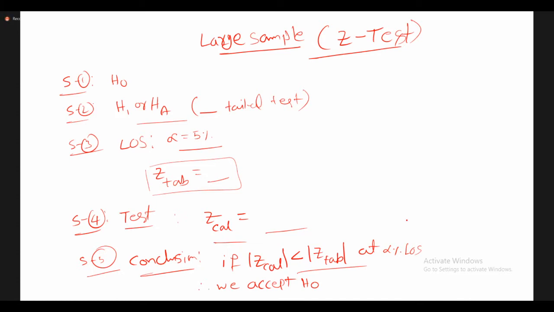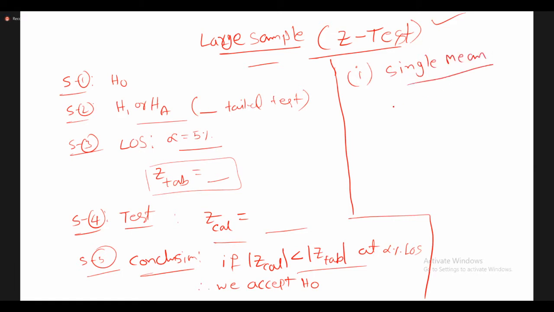In the last class, we started testing of hypothesis for large samples. For large samples, we use Z test. In Z test, depending on the data, we have different cases. First one is single mean. Only the test statistic will change. The procedure is the same, containing only 5 steps. For large samples, we use Z test.